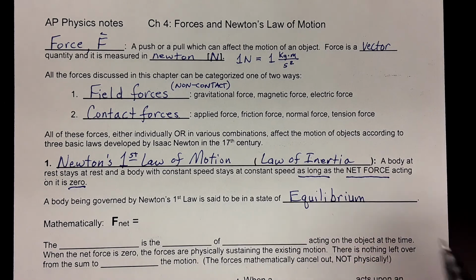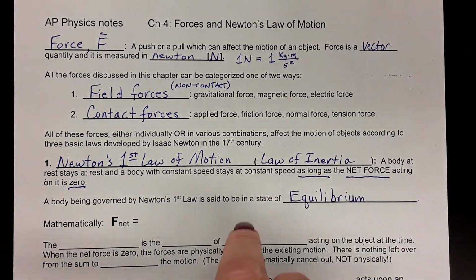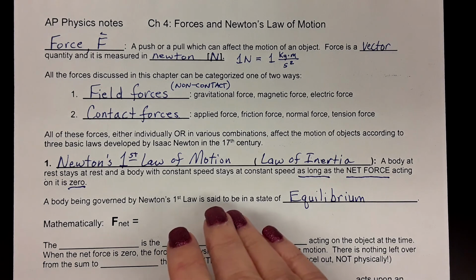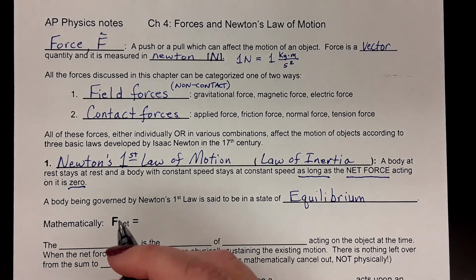Now, that doesn't mean that they physically disappear. The forces aren't disappearing if they balance out. If you have one pointing one way and one pointing the other, and they're opposite directions but the same magnitude, we know from collinear vector addition that the sum of the two would be zero, but that doesn't mean that they don't exist anymore. They do physically exist. They're acting on the object, but their mathematical sum is zero.